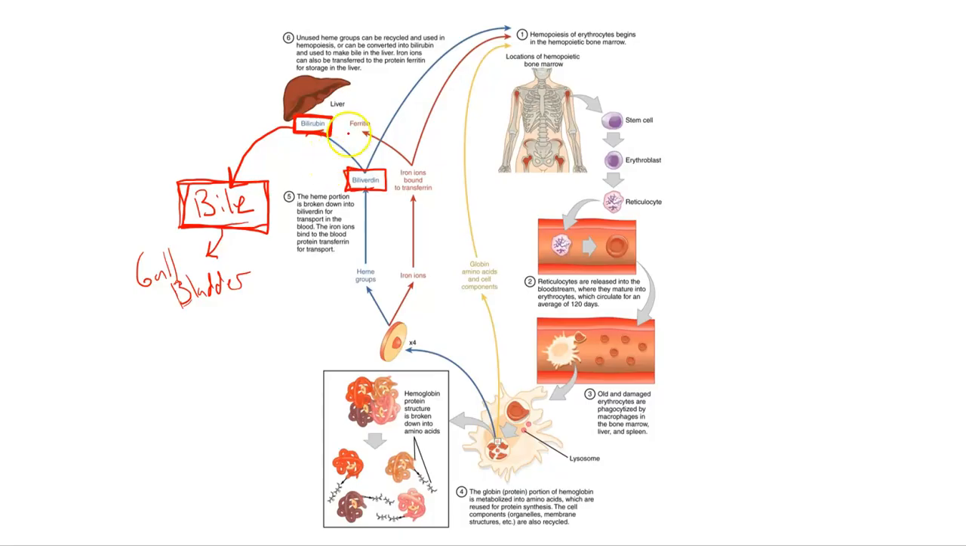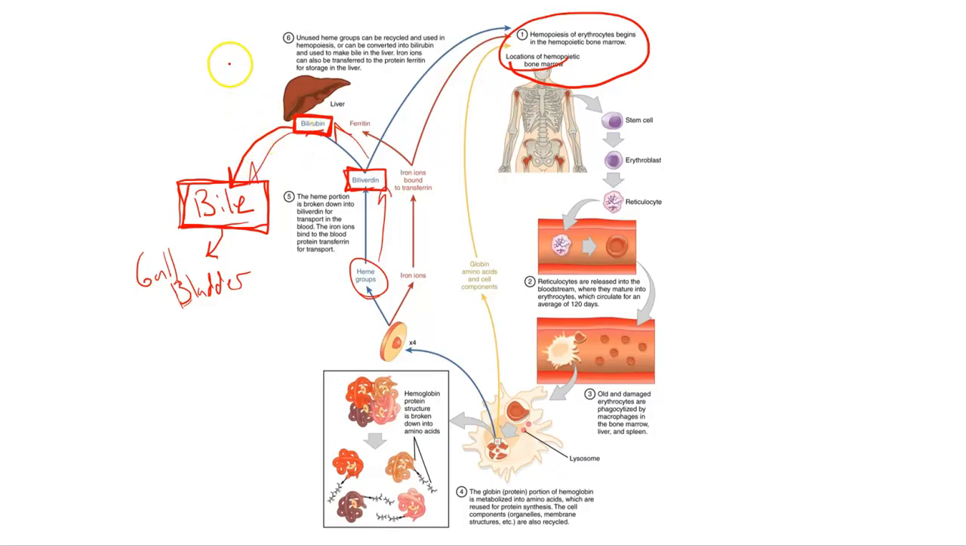Okay, some of this will then also get reused to start the whole process again and make new red blood cells. So constantly, every day, you're churning out probably millions of red blood cells. Millions are being made, and millions are being recycled. The heme group goes on to biliverdin, to bilirubin, to bile.